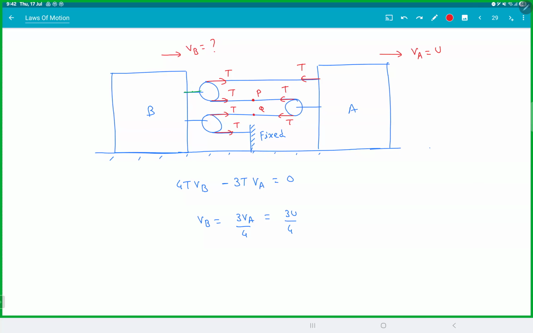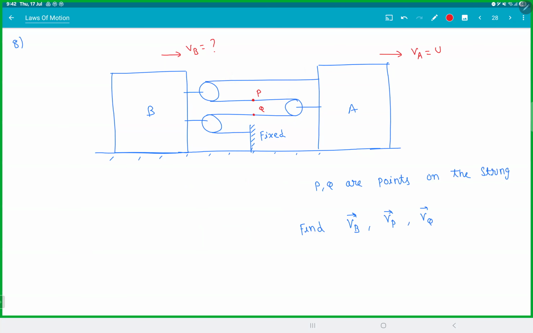Anyone else? How to get P and Q? So listen, I'll show you one for P. You do it for Q. U by 4. Let's see. Understand one thing. You can't have a point going faster than A. If you're getting answers greater than U, that means there's something wrong. So how to find for this guy?